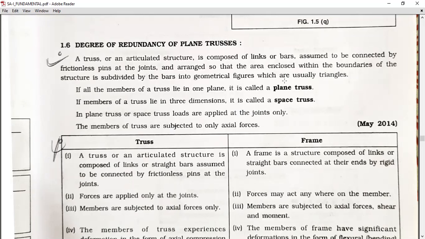If members of a truss lie in three dimensions, it is called a space truss. In plane truss or space truss, loads are applied at the joints only. There is no load on a member. The members of a truss are subjected to only axial force.